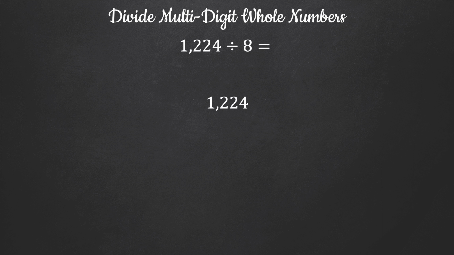We have 1,224 divided by 8. We're going to use long division so that it's a little easier. And so we ask ourselves, how many times does 8 go into that first digit, which is 1? And 8 does not go into 1. So we ask ourselves, how many times does 8 go into those first 2 digits, which is 12? And 8 goes into 12 one time because 8 times 1 is equal to 8. And that's as close as we could get to 12 without passing it.